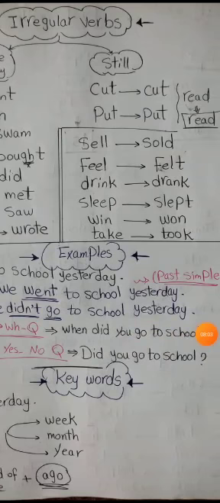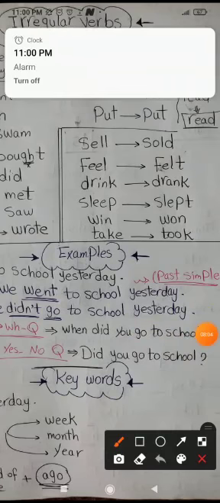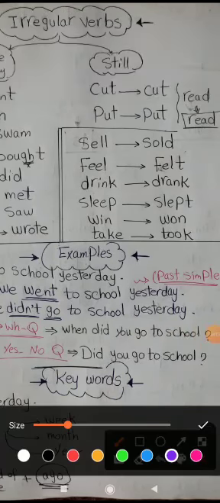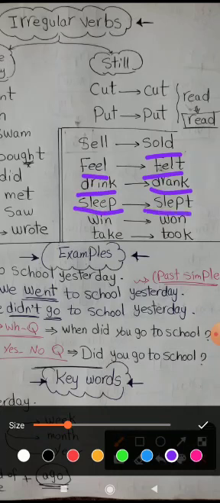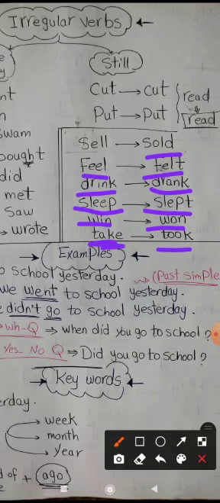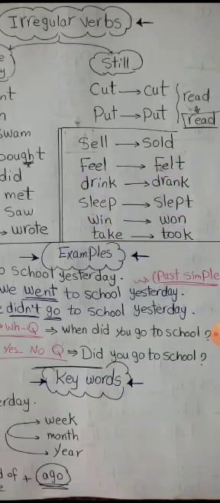Sell, يبيع. It will become sold. Feel, يشعر. Feel, felt. Drink, يشرب. Drank. Sleep, ينام. Slept. Win, يفوز، هتتغير شكلها تبقى won، فاز. Take, يأخذ. Took. يبقى تاني دول نقولهم في النوت بوك بتاعتنا ونحفظهم يا grade 1. It's very very important.